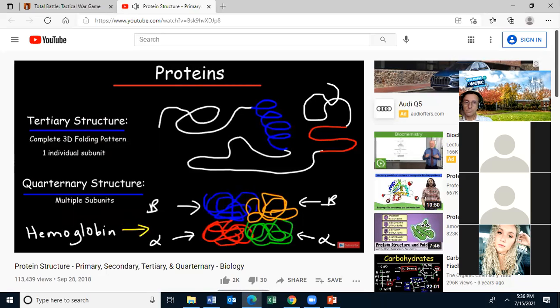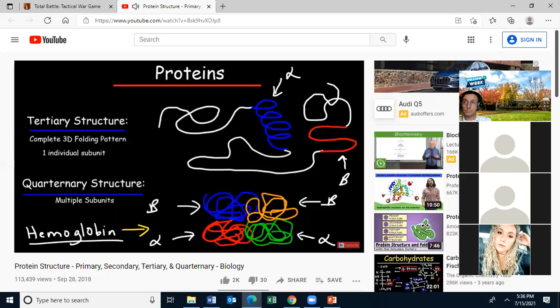Next up, we have the tertiary structure, which represents the 3-dimensional complete folding pattern of the protein. And so here's a visual illustration of it. So we can see some areas is just a straight chain. Here we have an alpha helix, and here we have a beta pleated sheet. Now, the tertiary structure is one individual subunit. When you combine multiple subunits, you create a quaternary structure.